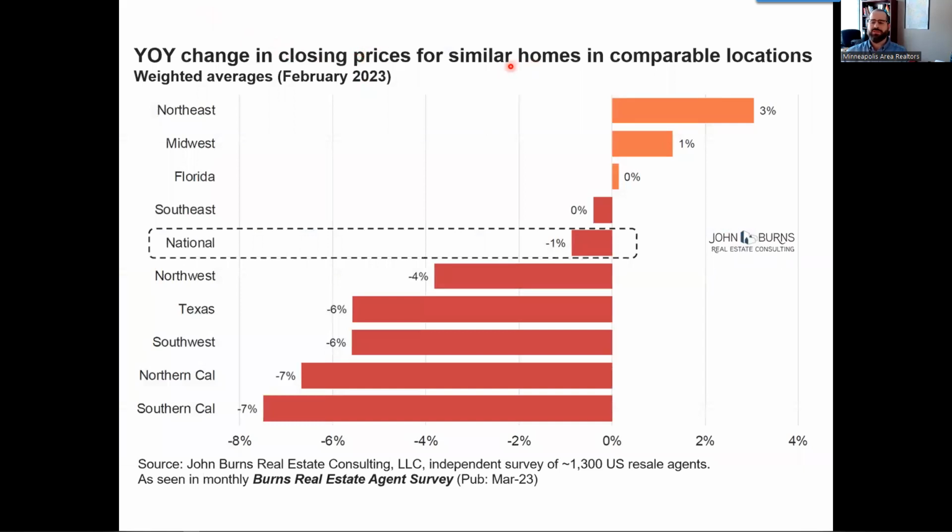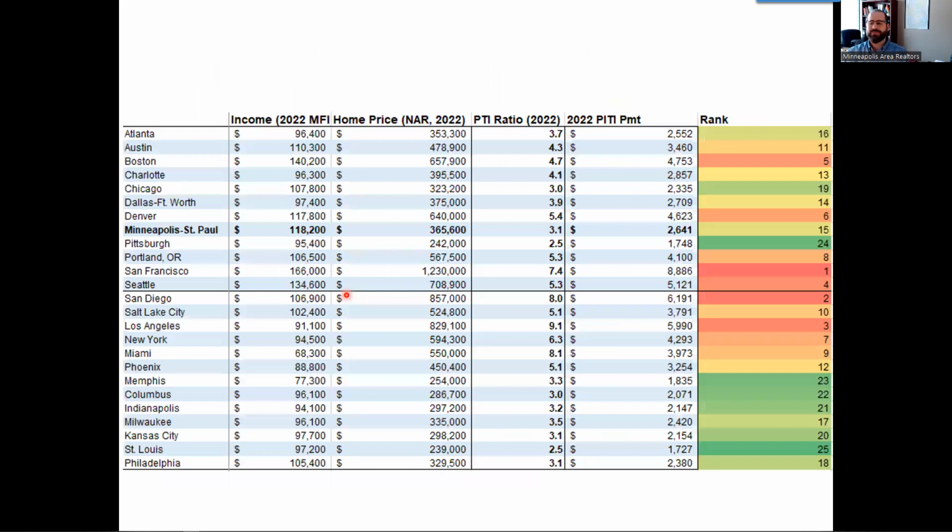Year-over-year change in closing price for similar homes in comparable locations. National, down 1%. What do we show? Down 1.3. But that's interesting because actually the Northeast and Midwest are still showing some strength. It's modest strength, but they're still showing some growth. Our friends in California, no surprise with just how hot that market's been over 10 or even 20 years. In Texas, a lot of growth in Austin and elsewhere, and so no surprise that they're giving some of that back.